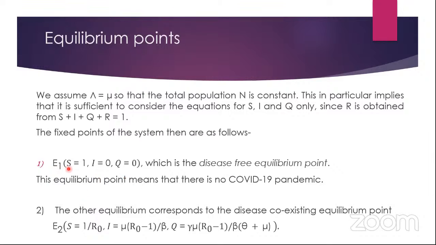The first one is the disease-free equilibrium point, which is S equals 1, I equals 0, Q equals 0. And this equilibrium point means that there is no COVID-19 pandemic. The other equilibrium corresponds to the disease coexisting equilibrium point, which is E2: S equals 1 by R naught, I equals mu times R naught minus 1 by beta, Q equals gamma I times R naught minus 1 by beta times theta plus mu.